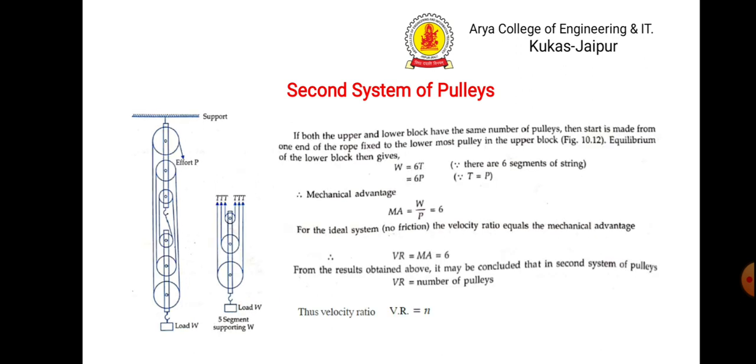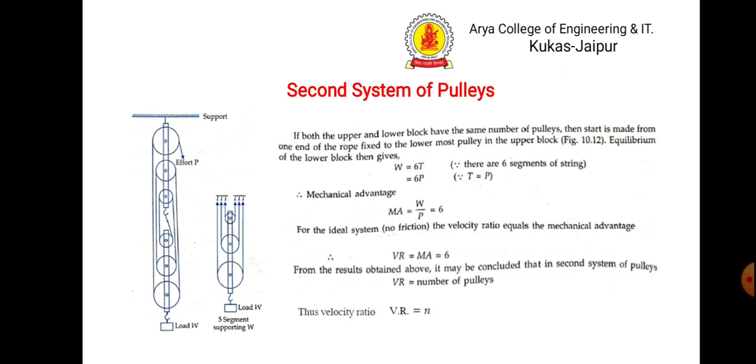Now the second case, we are taking the number of pulleys in the upper and lower block same. That is 3 in the upper and 3 in the lower. So by figure under equilibrium condition, W will be equal to 6T because there are 6 segments of string, or it is equal to 6P because T equals P. So mechanical advantage will be equal to 6.